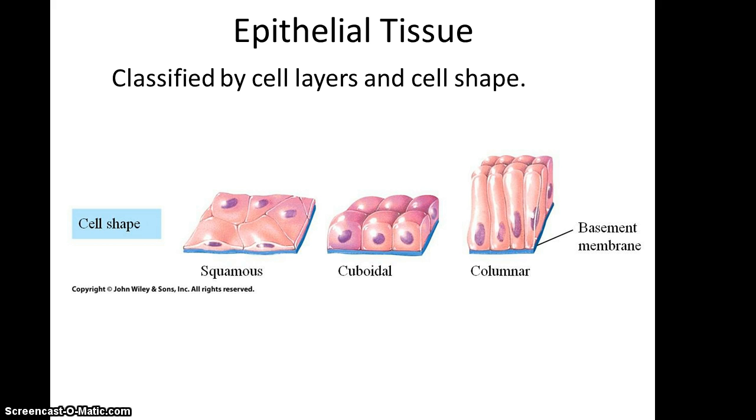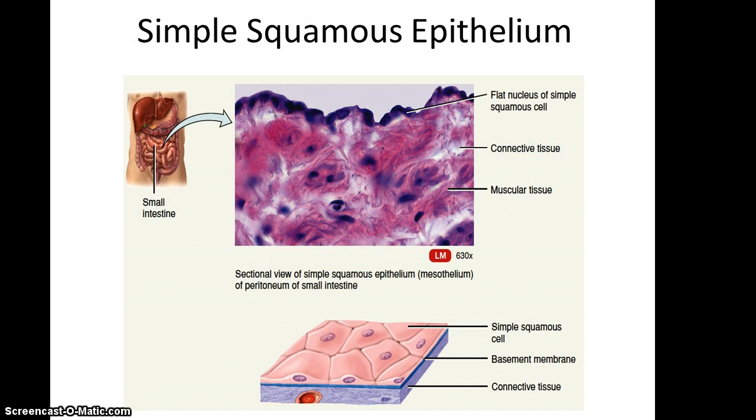If you look at the characteristic cell shape, it can be classified as squamous, which means flat cells, cuboidal, which is cells that are shaped kind of like cubes, and columnar, which are cells shaped kind of like columns. So as we go through the specific examples, we're going to start with simple squamous epithelium. Simple one-layer squamous flat epithelium.